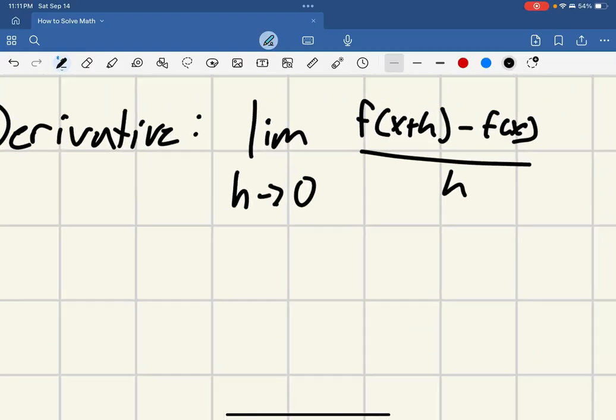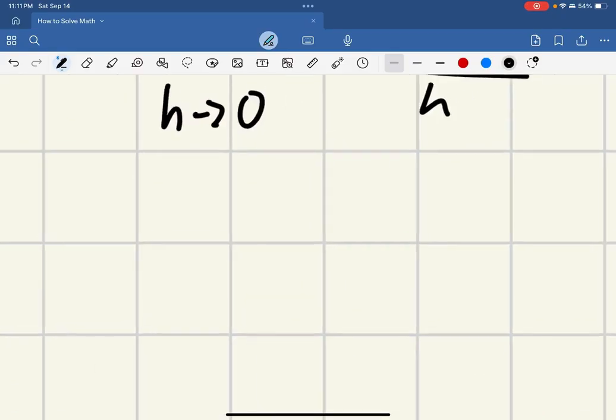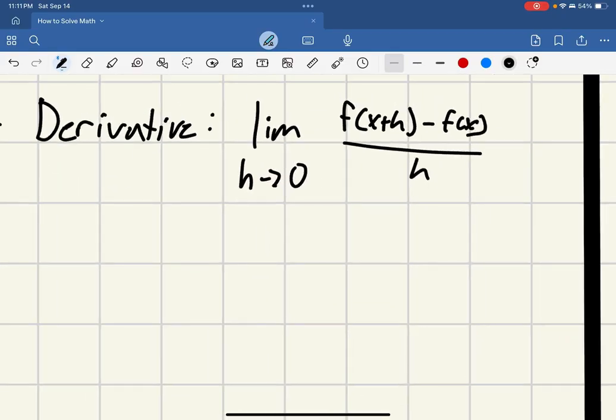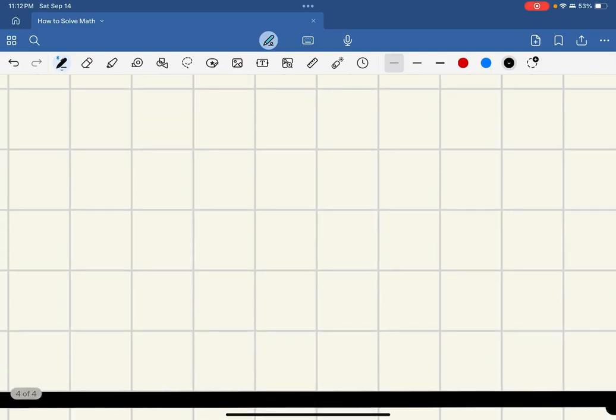Sorry, let me explain what's going on here. I'm going to quickly erase this. We know average rate of change, sorry, not average rate of time, average rate of change, is equal to change. Okay, sorry. Let me visualize this for you guys.